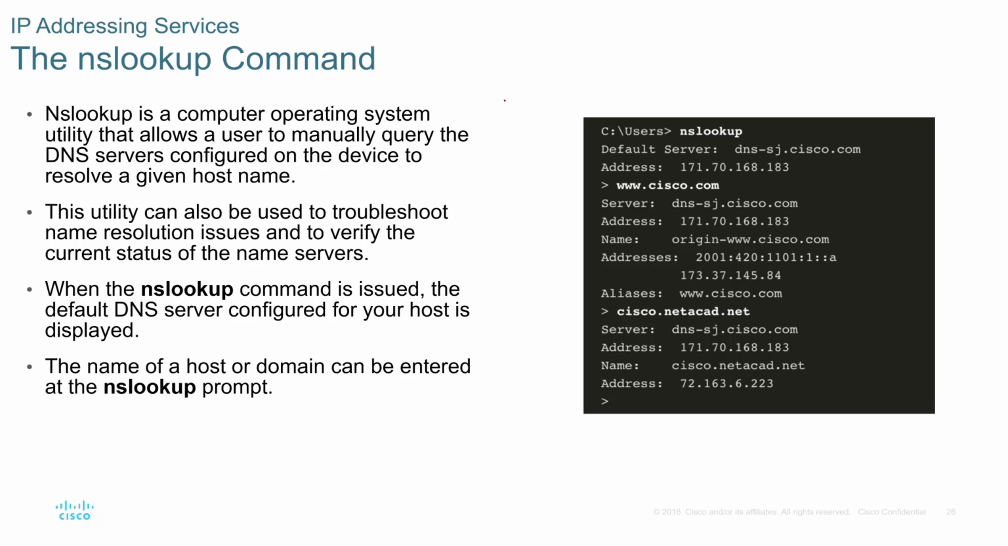As we can see in the diagram, simply typing in NSLOOKUP, it tells us that our default server is dns-sj.cisco.com, which is that address 171.70.168.183. After entering there, if I ask for www.cisco.com, it will tell me, again, the DNS server, the address, the name, the IPv6 address, any kind of aliases. As we can see at the bottom, cisco.netacad.net.